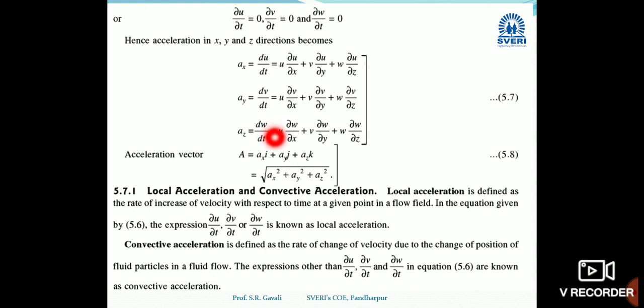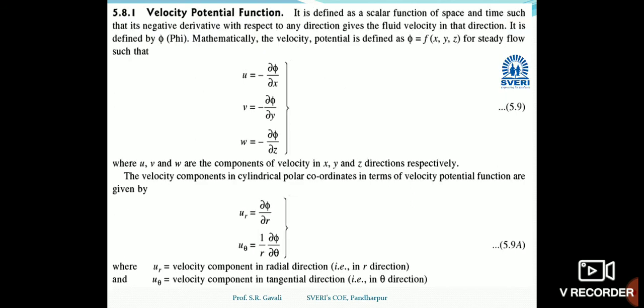So these are the acceleration terms. And resultant acceleration is always the sum of local acceleration and convective acceleration. Then there is some important terminology we have to use for the kinematics of fluid flow. Those are the properties we have to calculate when the velocity vector is known.